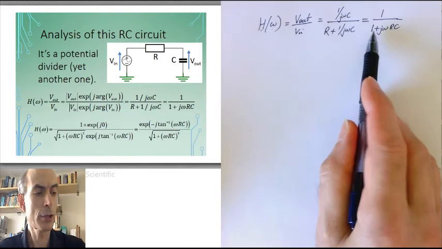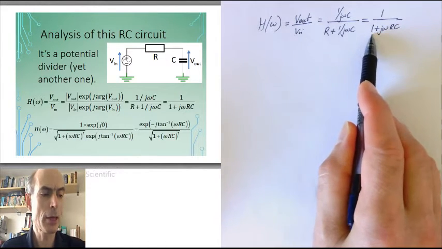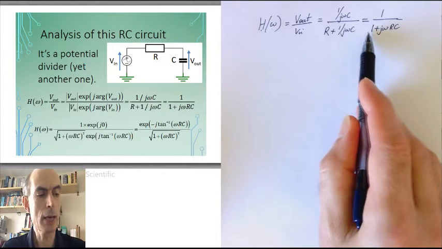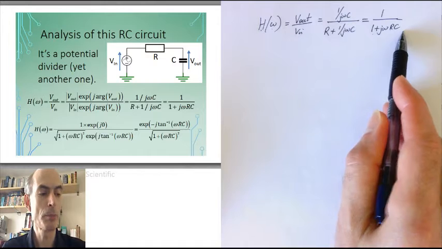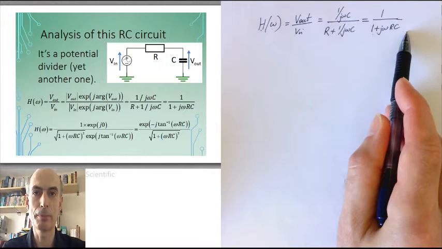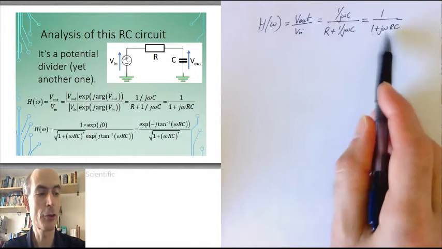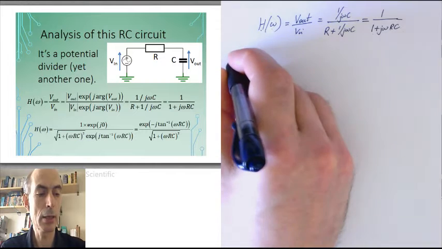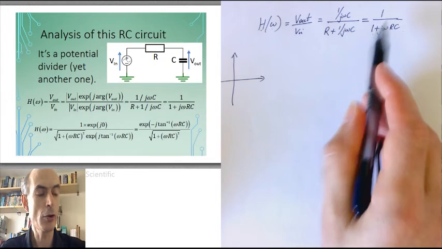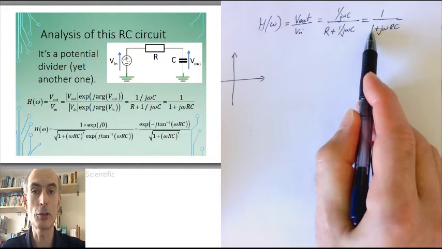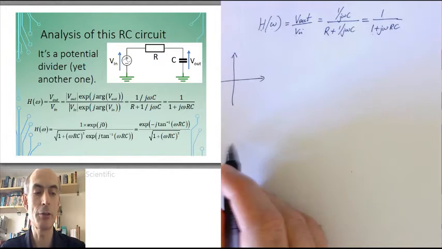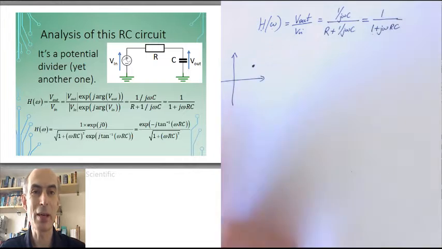Now, to get the amplitude response and the phase response, I'll need to determine what the magnitude of this function is and what the phase of this function is. And that means converting this function into its polar representation. I'll start off by looking at where this term on the denominator, 1 plus j omega RC, would be on an Argand diagram. And it would be about there.